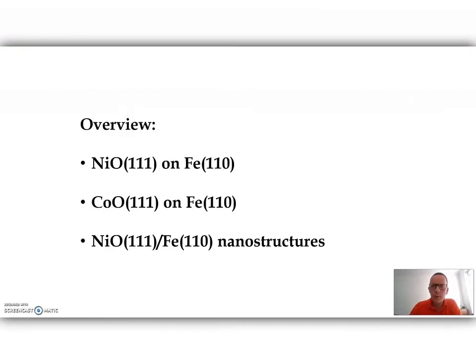I'm going to speak about magnetic properties of nickel oxide antiferromagnetic overlayers on iron 110. So the overview of my presentation: I will mainly speak about nickel oxide overlayers on iron 110, but I will also show very briefly some results concerning an isostructural system, namely cobalt oxide 111 on iron 110, and also at the end I will show you some fresh results concerning individual ferromagnet, antiferromagnet nanostructures.